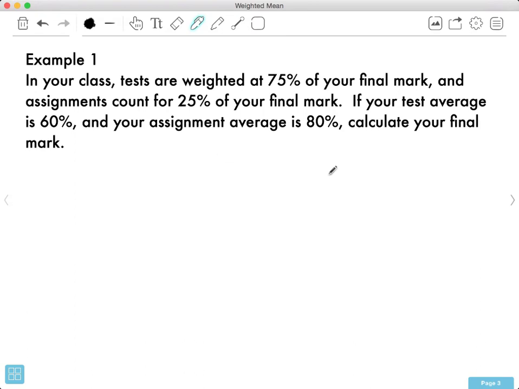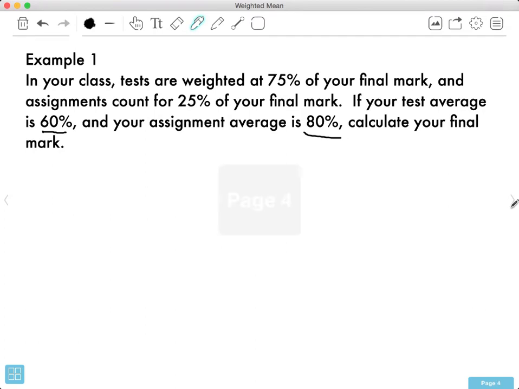Let's look at a couple examples. So here's a normal sort of example you might actually see in your class. In your class, tests are weighted at 75% of your final mark and assignments are 25% of your final mark. If your test average, so the average of all your tests, is 60%, and your assignment average is 80%, calculate your final mark. It's important to note here that if there was no weighting at all, your final mark would be 70, the number halfway between your tests and your assignments. Because if they were weighted evenly, your mark would be right between them. But they're not. Your tests are worth more than your assignments.